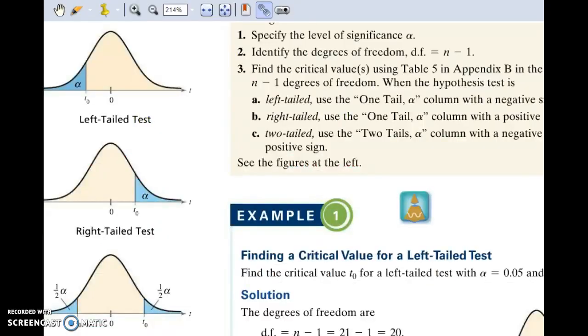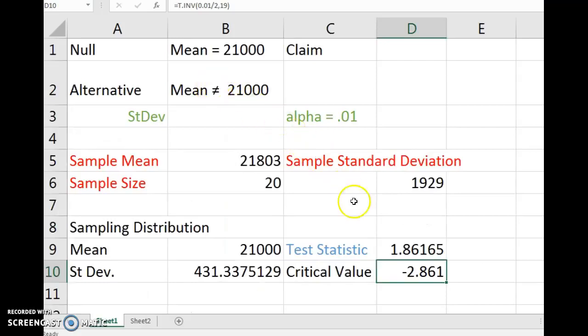Because we're doing a not equal to for our alternative, we have to do a two-tailed test. So we're going to split our alpha between the two tails. That's for our not equal to. So to find what our critical value is, it's all based off of alpha. Alpha is 0.01. Divide that in half, divide it in two because there's two tails. And then we have to type in our degrees of freedom, which is one less than the sample size.